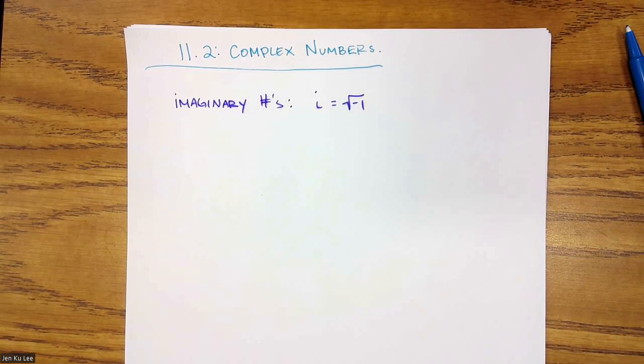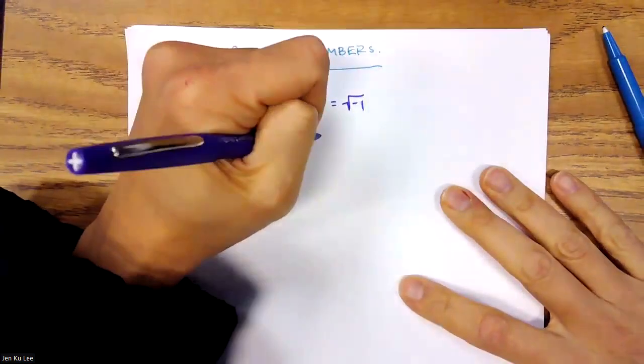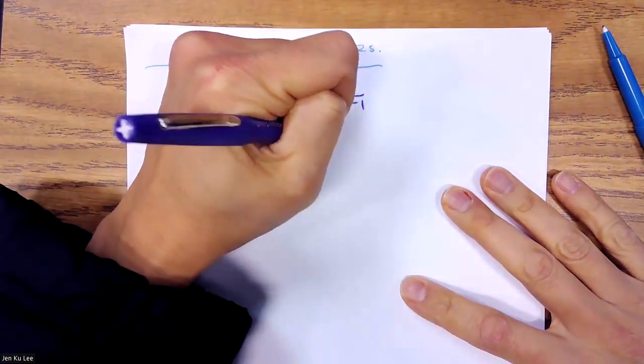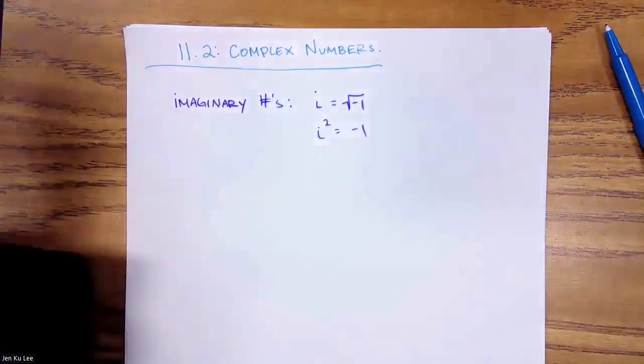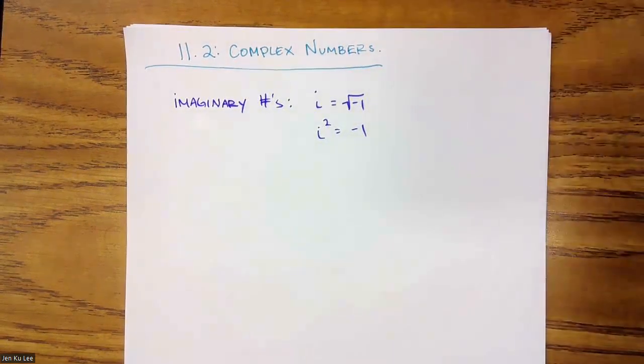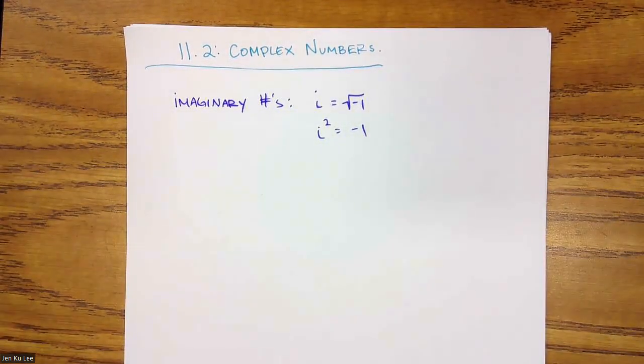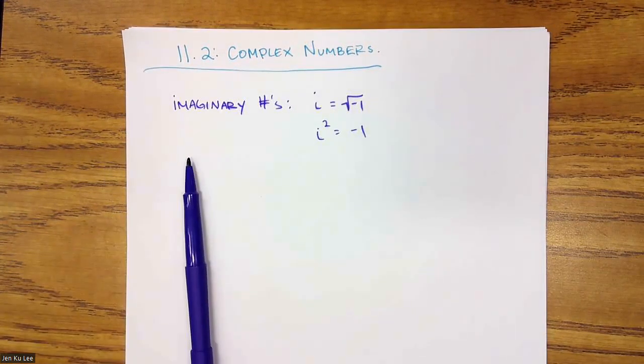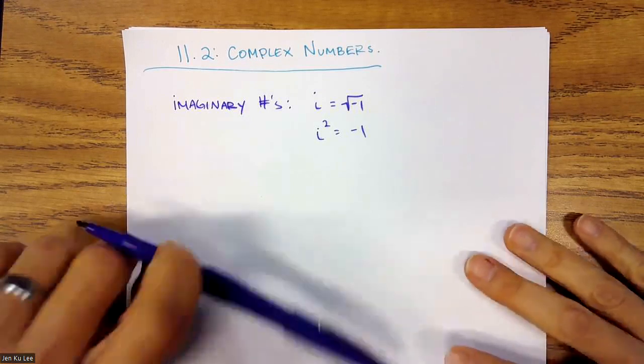Correct? So remember that i squared equals -1. And please refer back to the old notes or the old YouTube video on imaginary numbers if you guys are lost on how we derive those two.